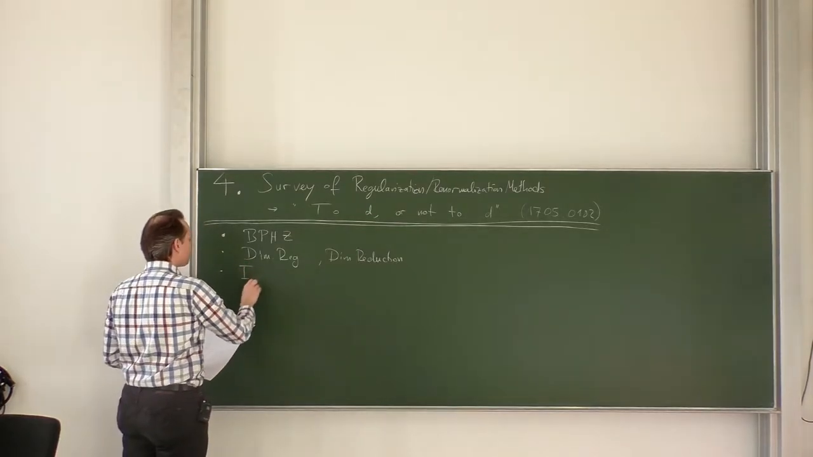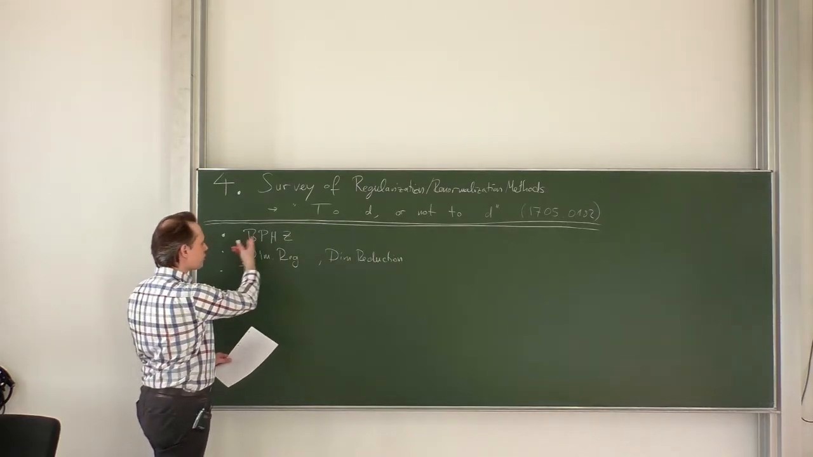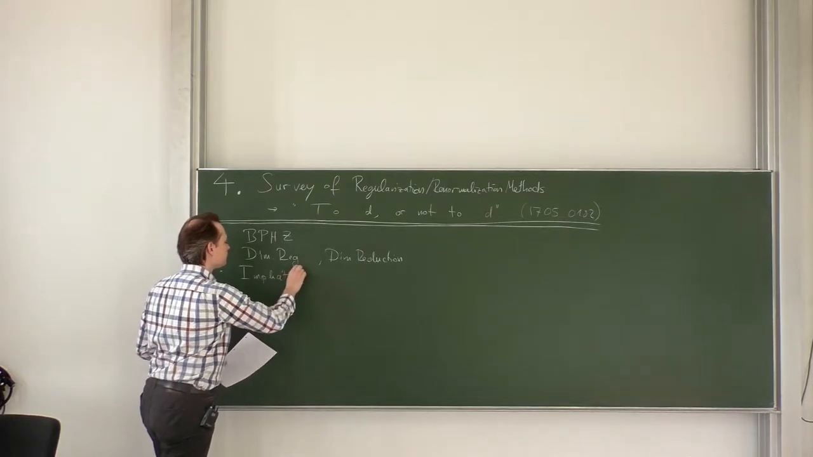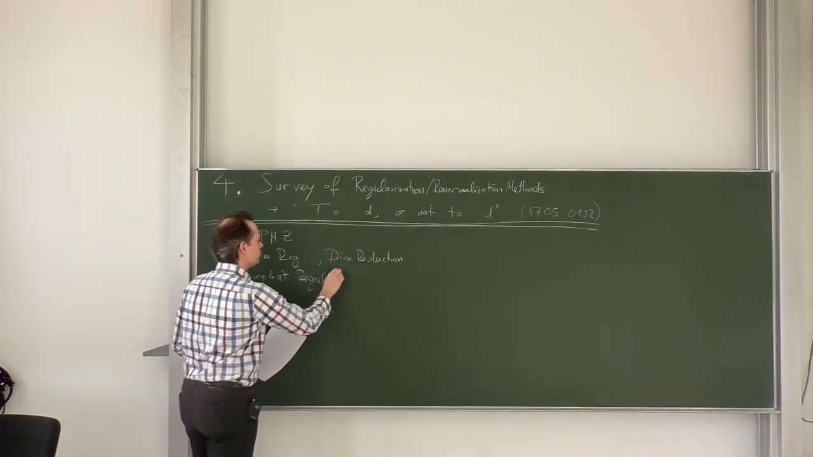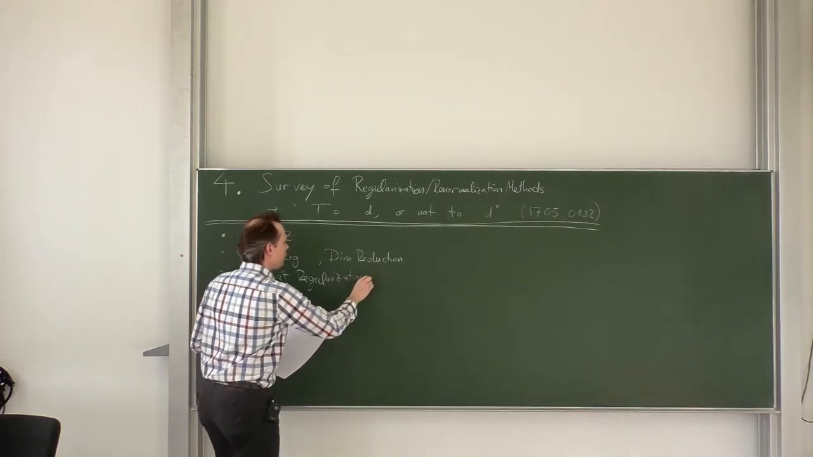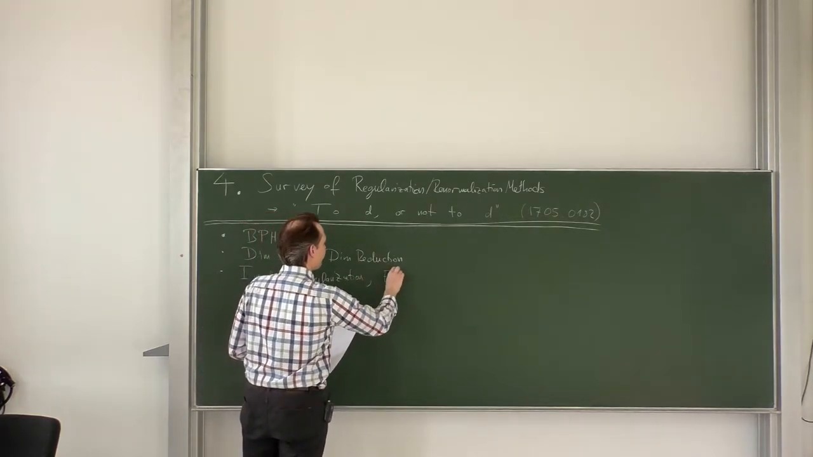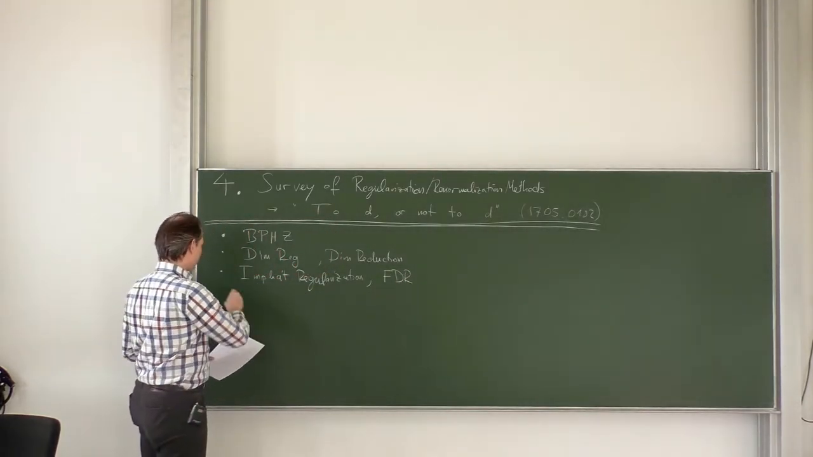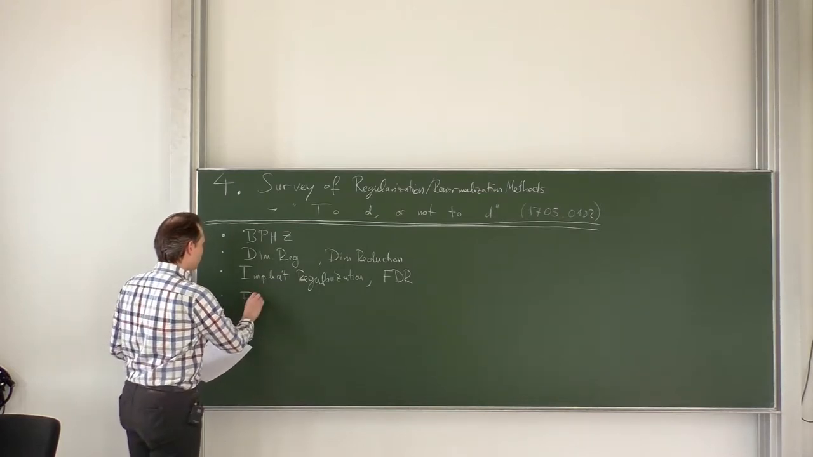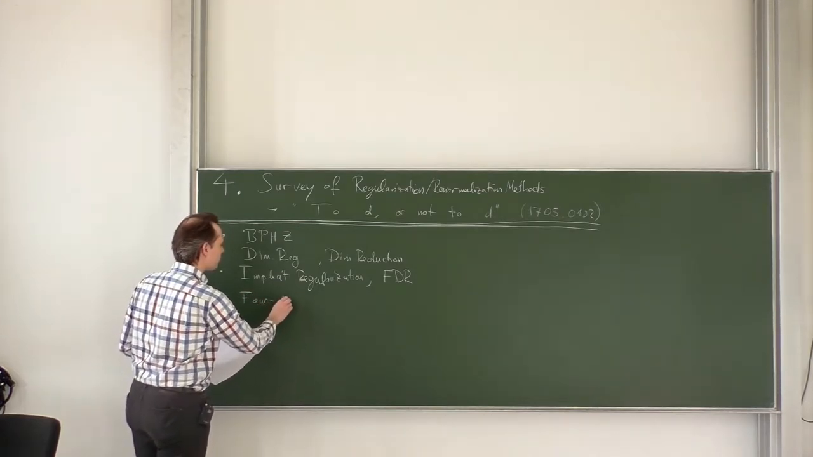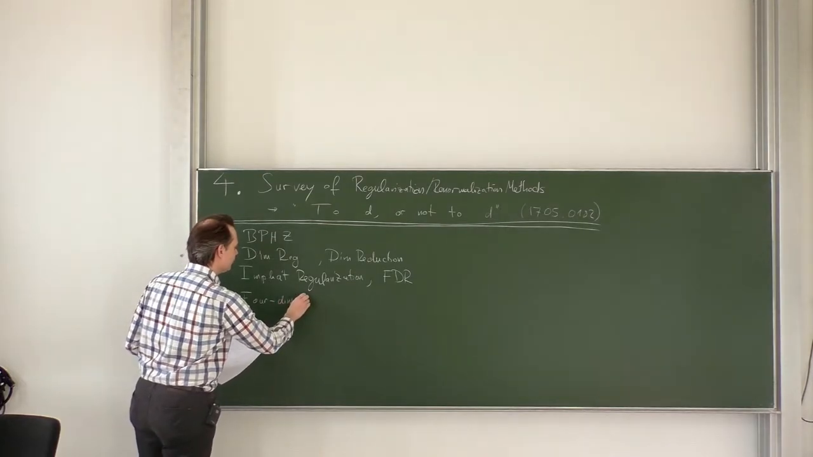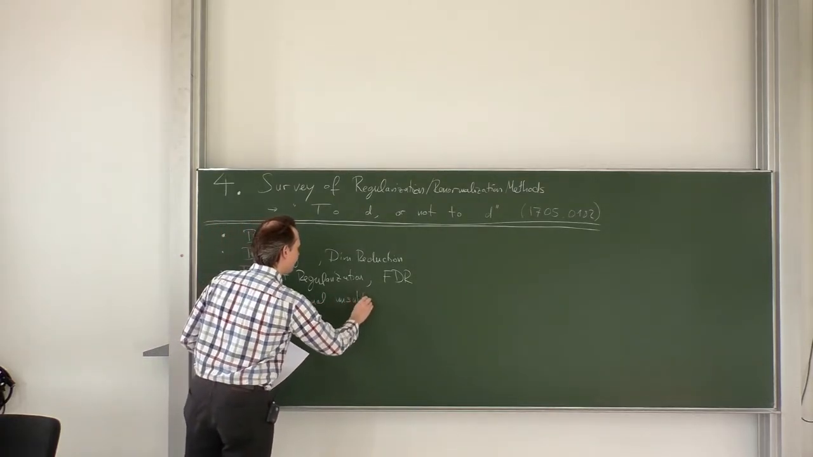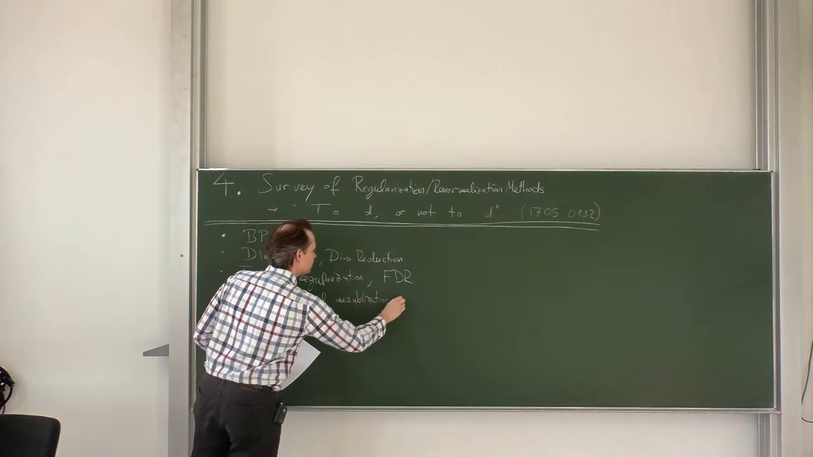Then we will discuss purely four-dimensional schemes, which are different from BPHZ, the so-called implicit regularization. And the so-called FDR, or four-dimensional renormalization. And then we will also discuss what is called four-dimensional unsubtraction, FDU.